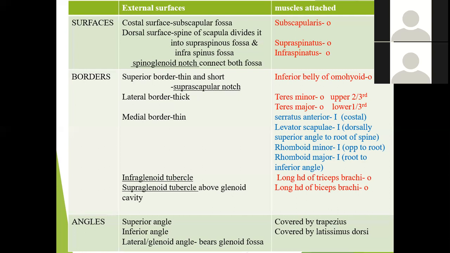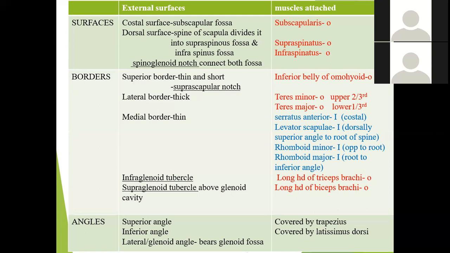Okay. So the second one is rhomboid minor, attached opposite to the root of spine. Just opposite to the root of spine, we can see the muscle called rhomboid minor. And the next muscle, below the root of spine till the inferior angle, rhomboid major is inserted. So the medial border gives insertion for how many muscles? Dorsally 3 muscles and costally only 1 muscle. Serratus anterior costally; dorsally levator scapulae, rhomboid minor, rhomboid major.